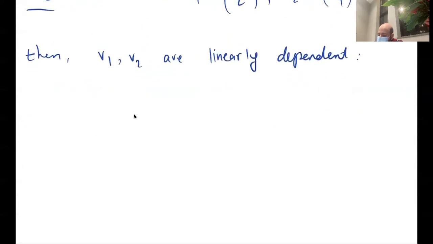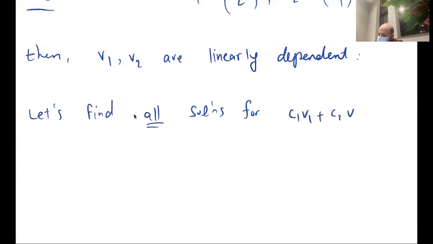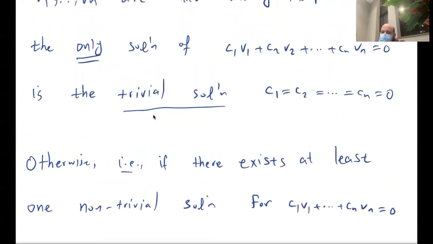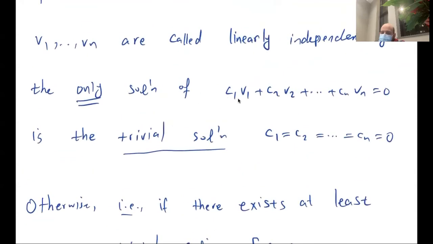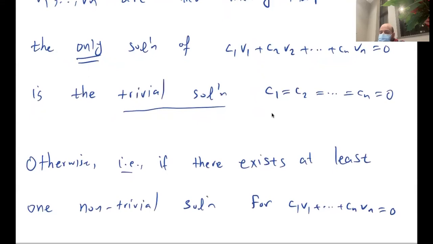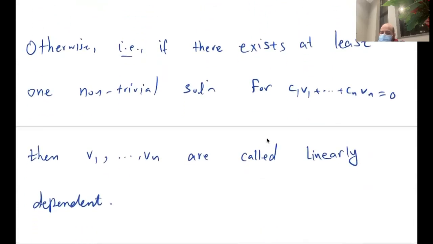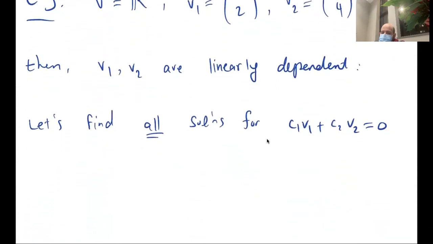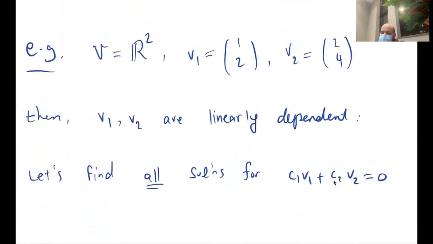So let's find all solutions for C1 V1 plus C2 V2 equals 0. This is the system that we need to solve: C1 V1 plus all the way to Cn Vn equals 0. Find all solutions for C1 to Cn. When we say solution, we mean a solution for C1 to Cn. So find all solutions for C1 and C2 in this case.